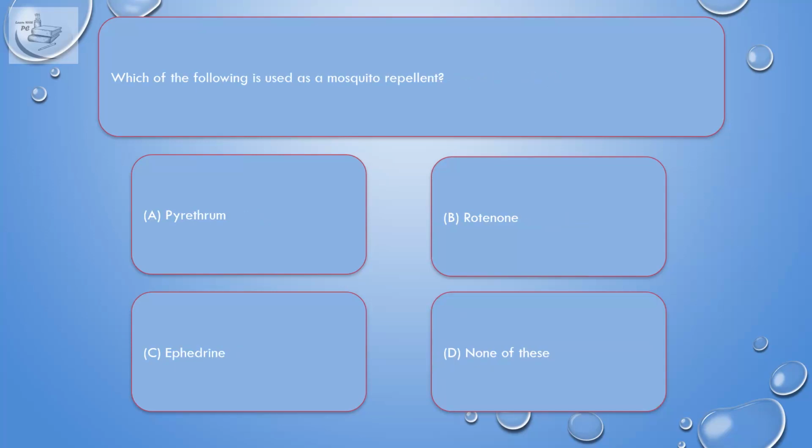Question: which of the following is used as a mosquito repellent? A. Pyrethrum. B. Rotenone. C. Ephedrine. D. None of these. Correct answer is A. Pyrethrum.